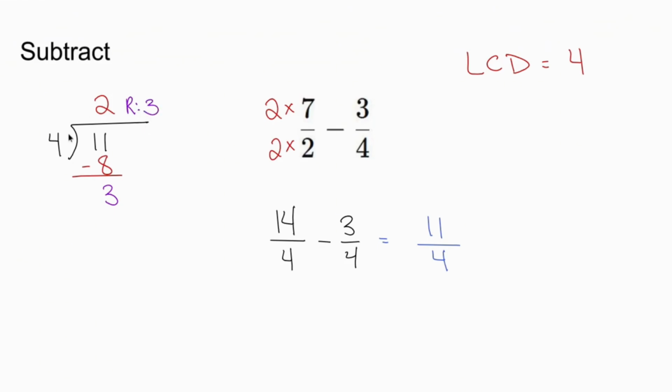So how do I turn this into a mixed number? Well, that 2 is going to be the whole number that lives in front of the fraction. That 3 is going to be our numerator, and the denominator stays 4. That won't change, and my answer will be 2 3/4.